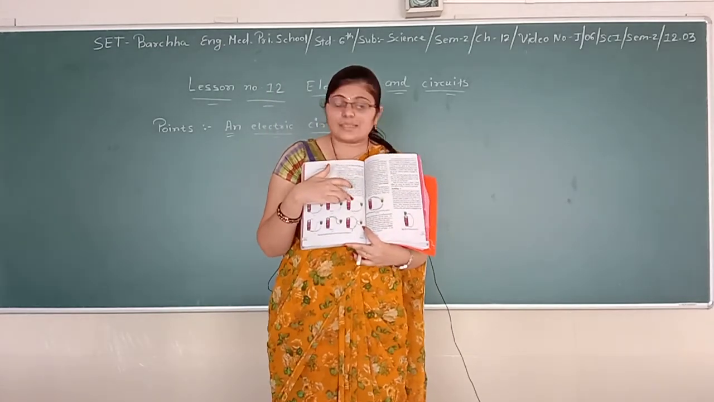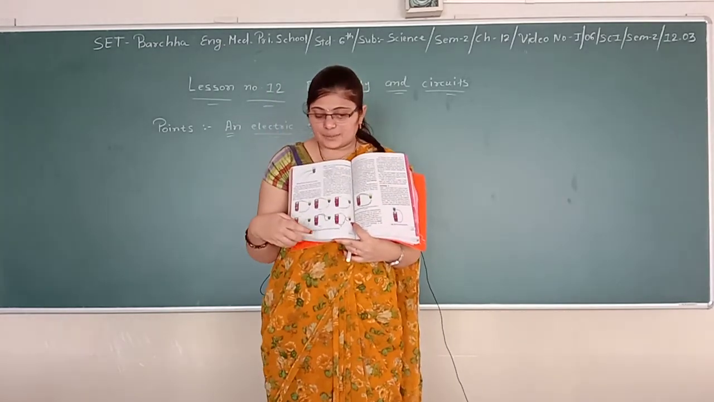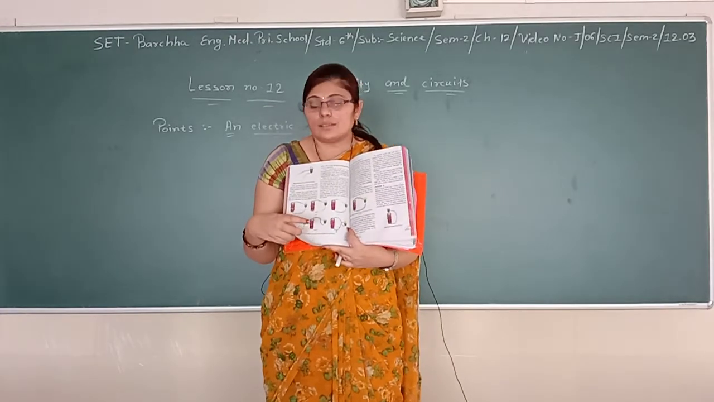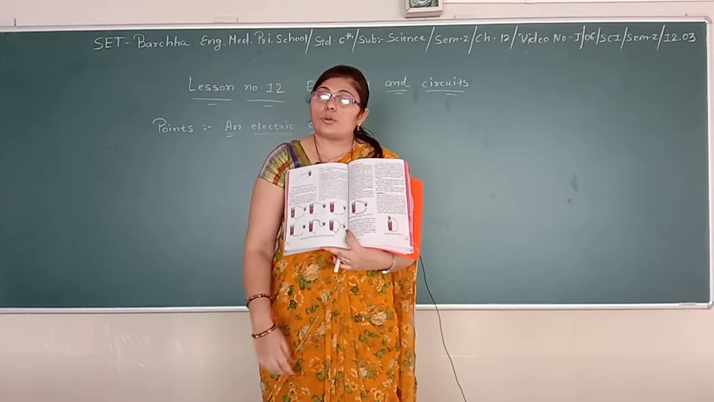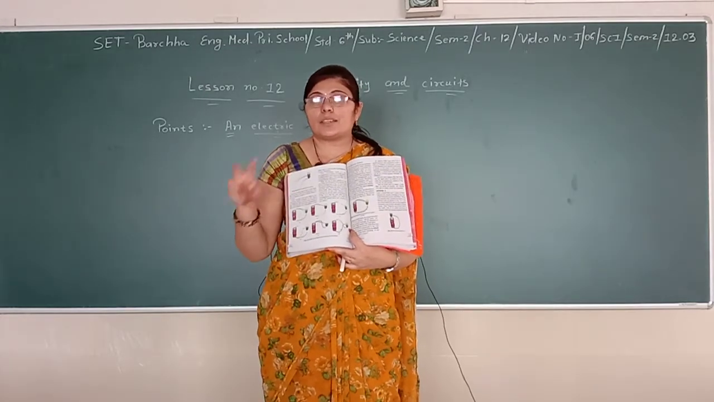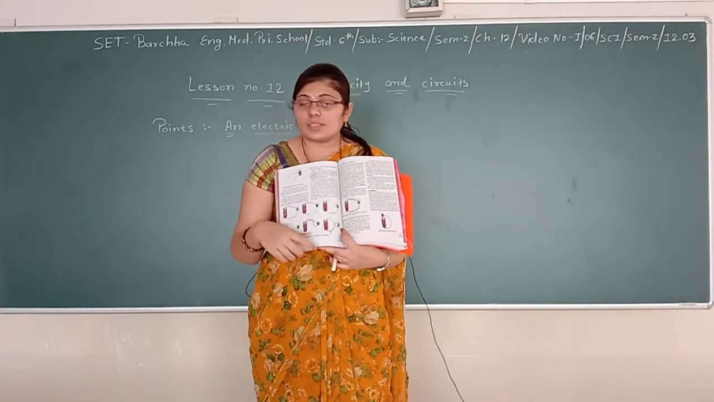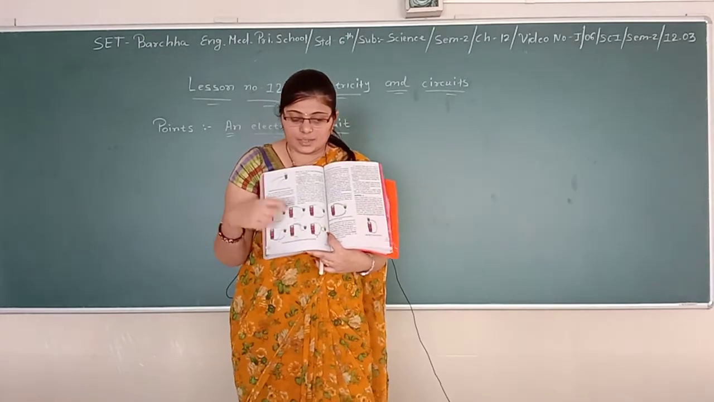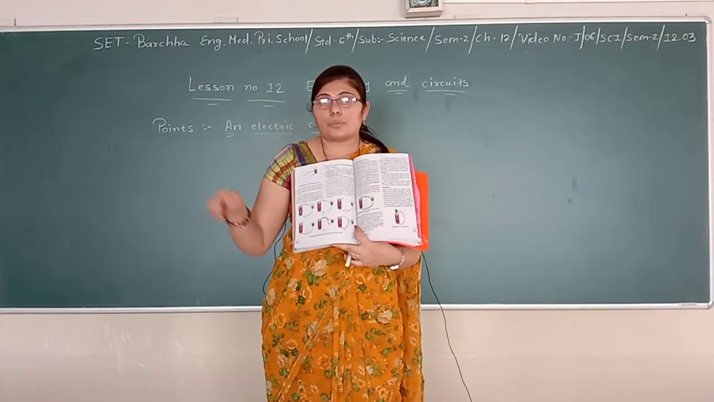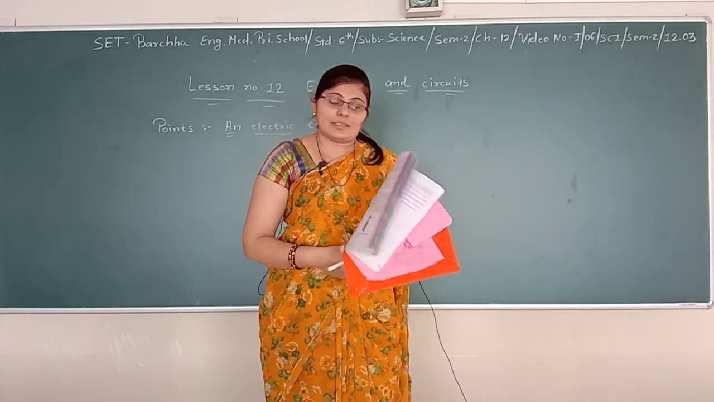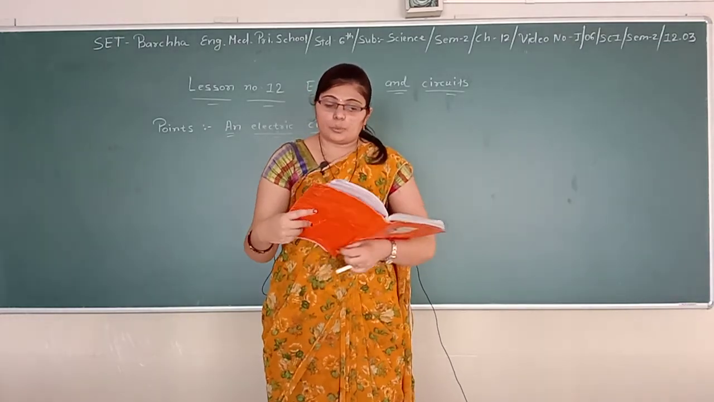Then in C, the connection from the positive terminal is broken. And in D, both wires are connected to the same terminal, so the circuit does not get completed. In the next case, E, both wires are connected to the positive terminal. That's why the bulb does not glow.